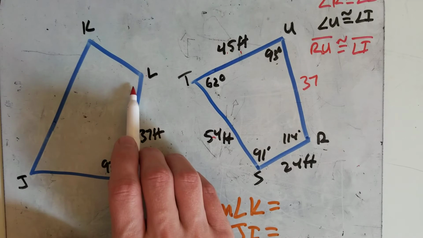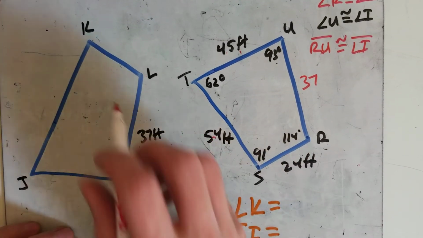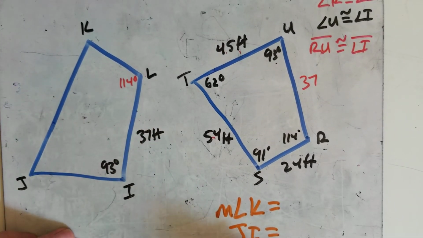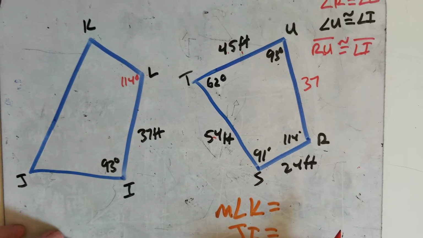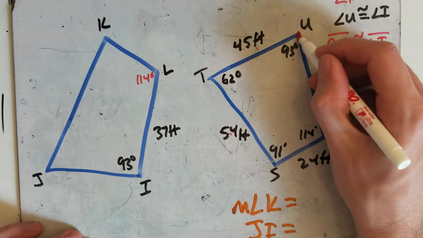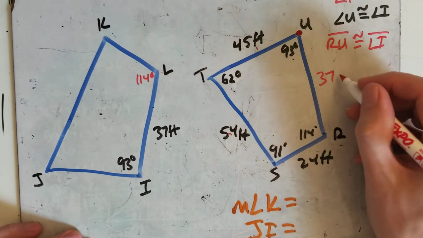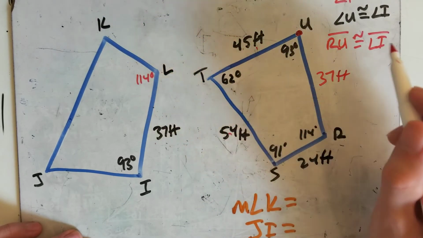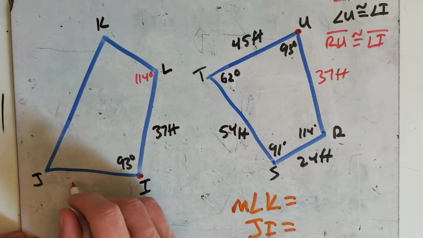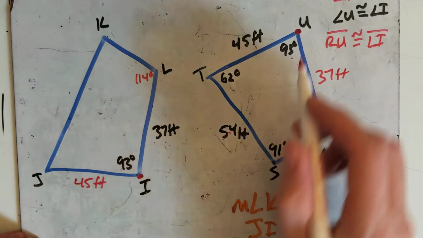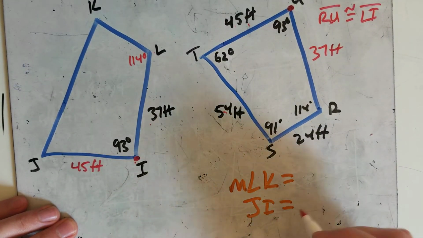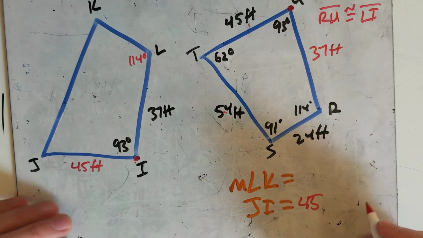But if angle U goes with angle I, and angle R goes with angle L, that means this is 114 degrees right in here. It's not what we're looking for, but it helps us uncover some other pieces of information. So then if you look, from that point U, one of the side lengths is 37 feet. The other side that forms off of there is 45. U went with the I. So at the I, one side is 37. The other side that comes off is going to be 45. Both the corresponding vertices are going to have the same sides that come from them. So we have our JI down here, should be 45.